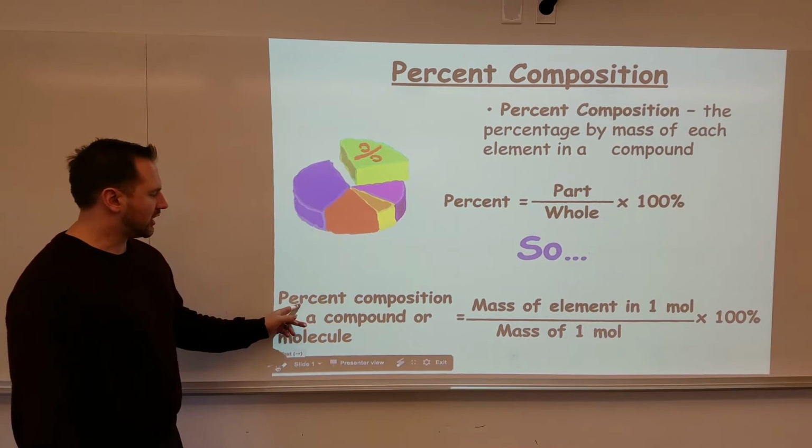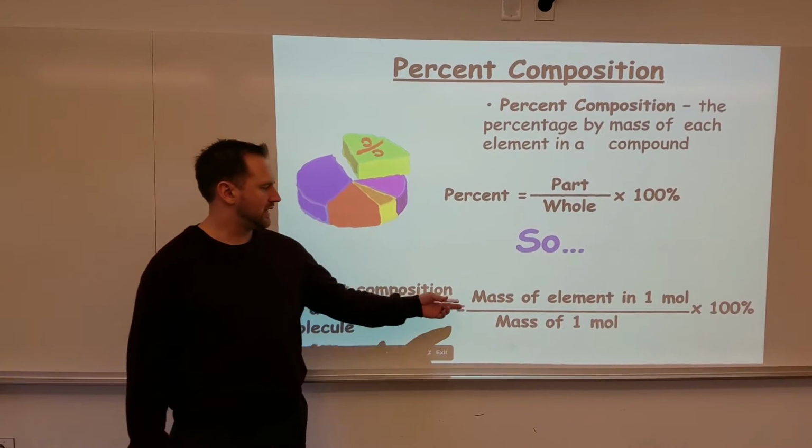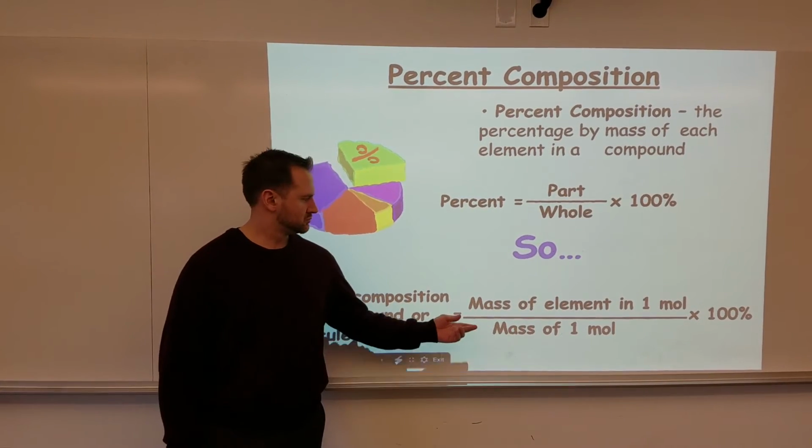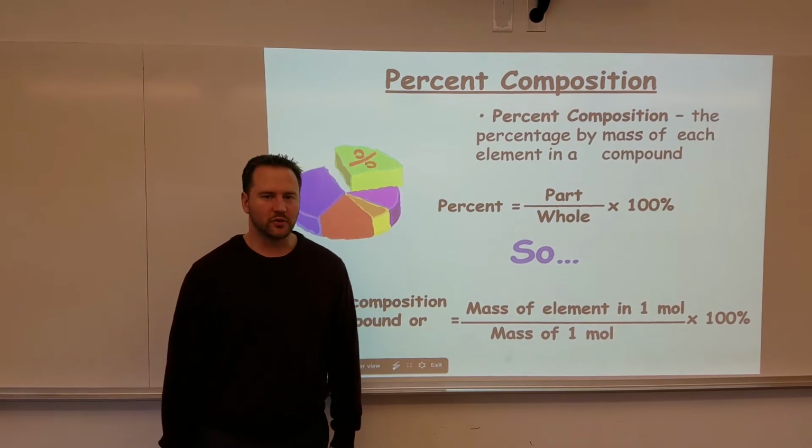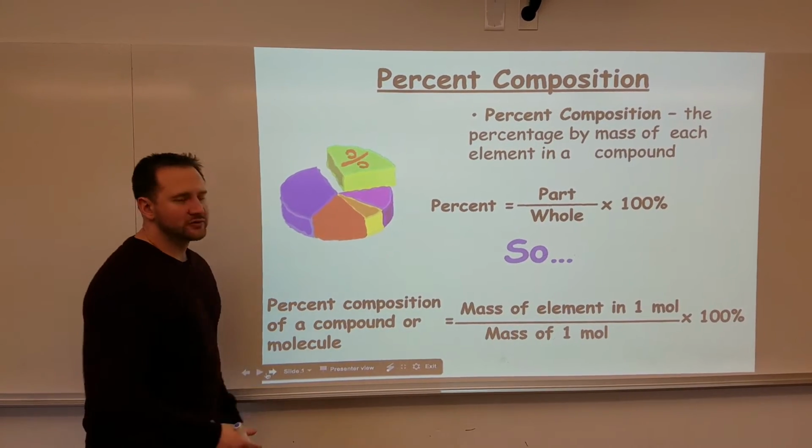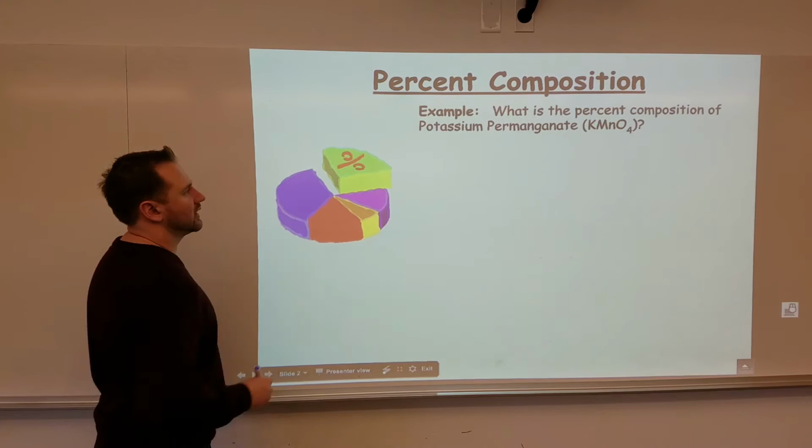So the percent composition of a compound or molecule is the mass of that element in 1 mole, divided by the mass of 1 mole of that substance, times 100. So let's just do an example real quick where we calculate that.